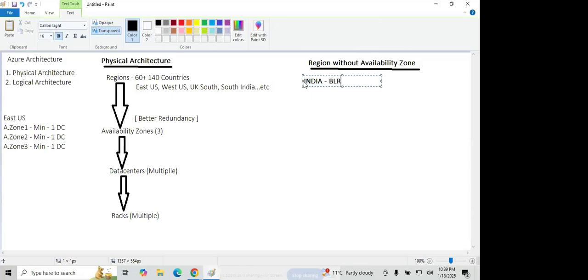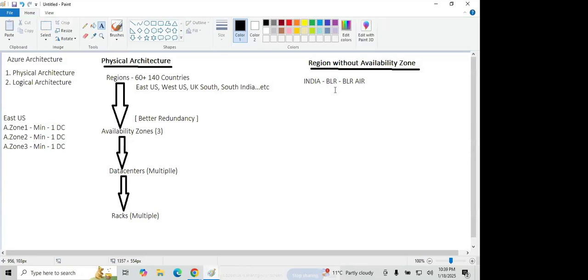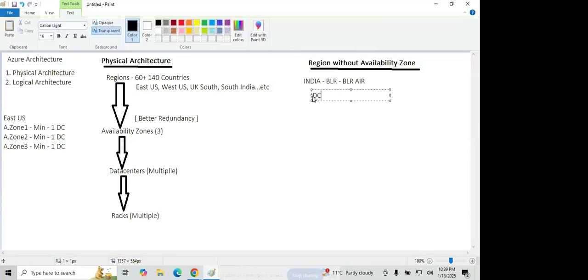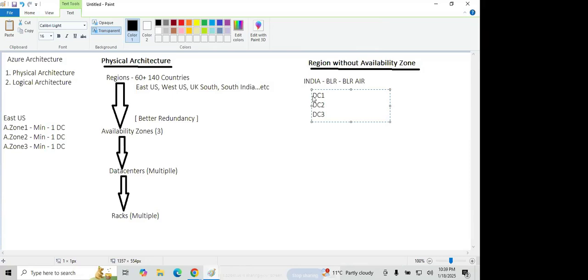In Bangalore, Microsoft has purchased a piece of land, let's say nearby Bangalore airport, and they're setting up a region here which is without availability zone. Without availability zone means on the same piece of land, Microsoft is setting up multiple data centers, minimum two, minimum to maximum multiple. Let's say they have set up three data centers.